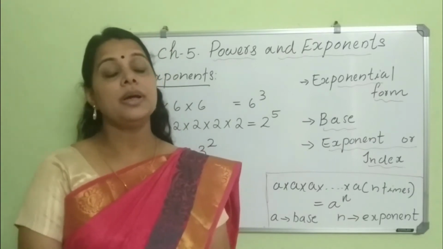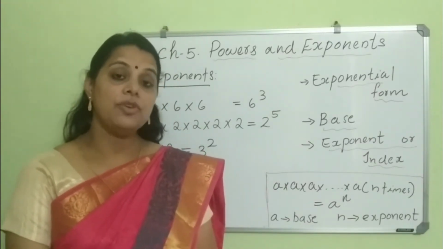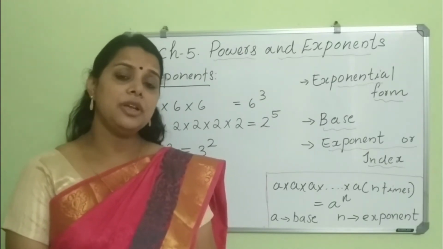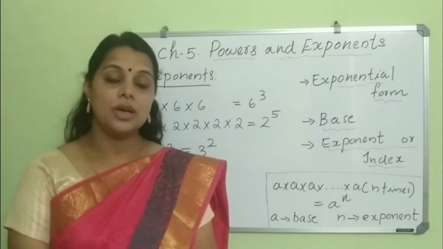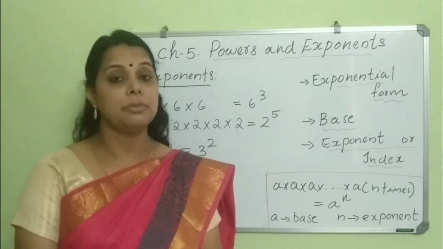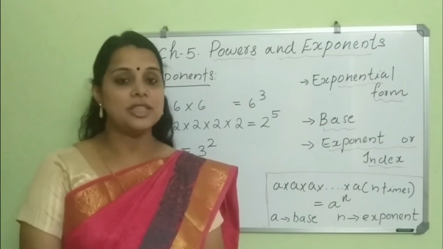Suppose a number is multiplied by itself 20 times. We need to write the number 20 times. Is it convenient to write the same number 20 times? Is there any shorter method for repeated multiplication? Let us find out the solution from this chapter.